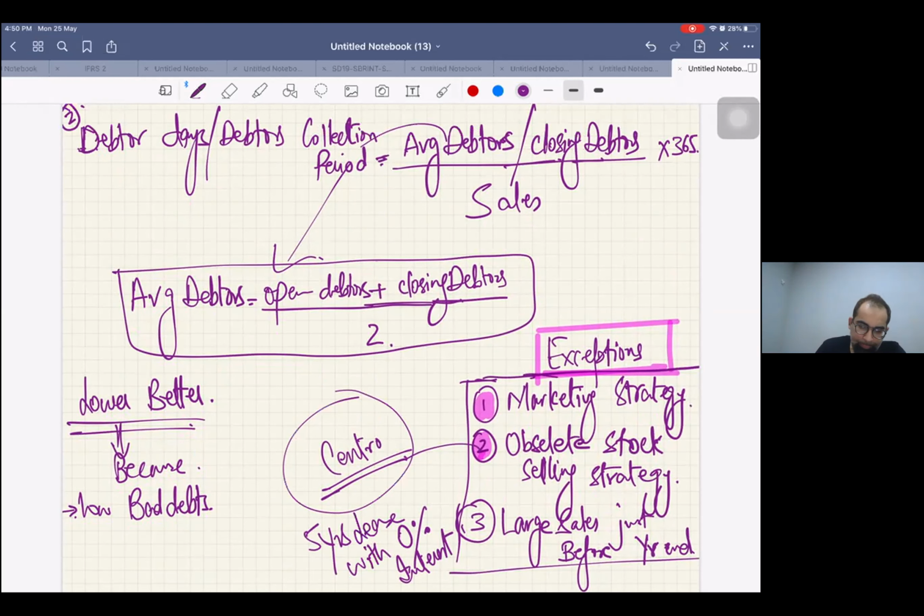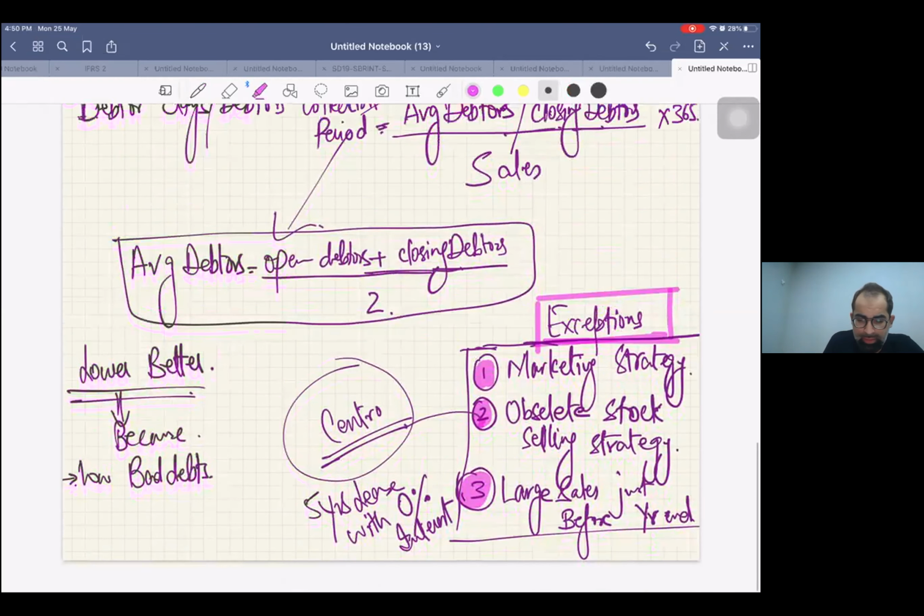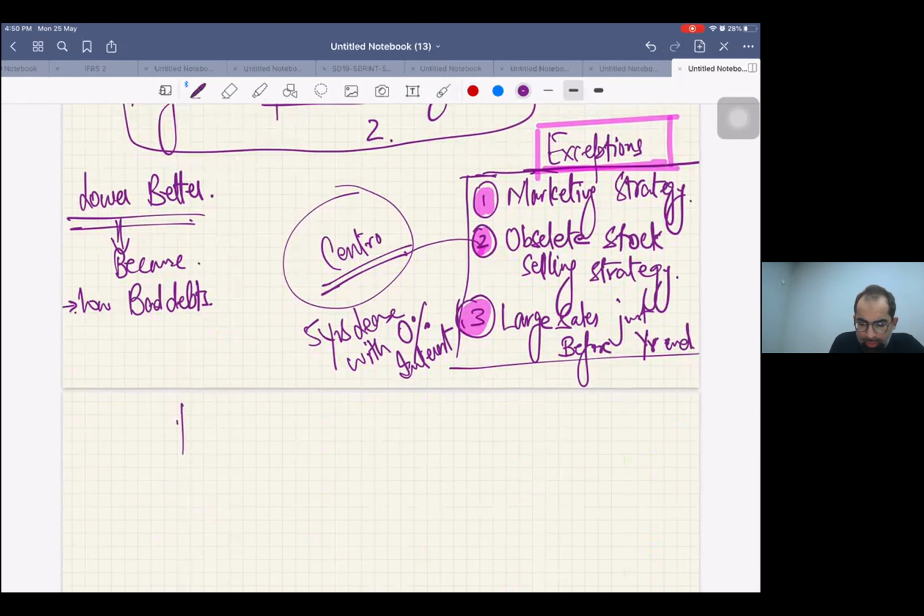Number third, this is a bit different. Large credit sales just before the year end. What does it mean? See, this is your accounting period. Every month I do this much sale, a very small amount of sale. And when the sale is small, your debtor is also small. So every month sale is small, debtor is small.